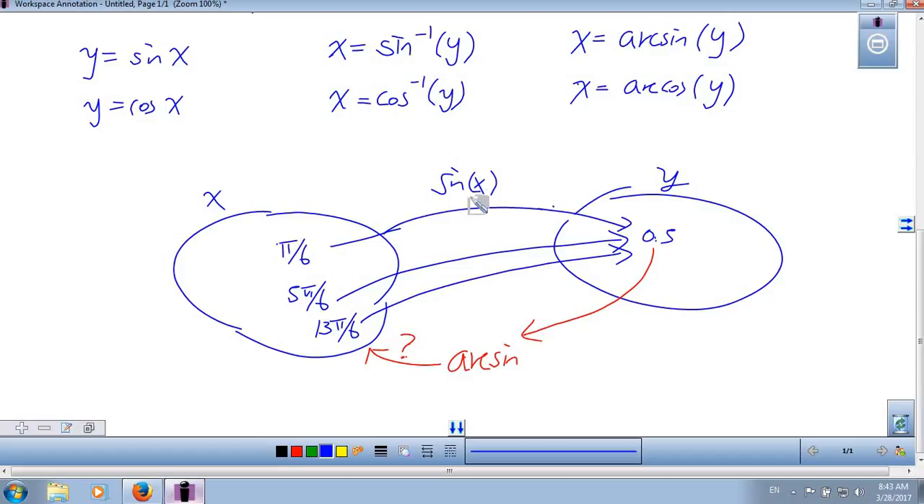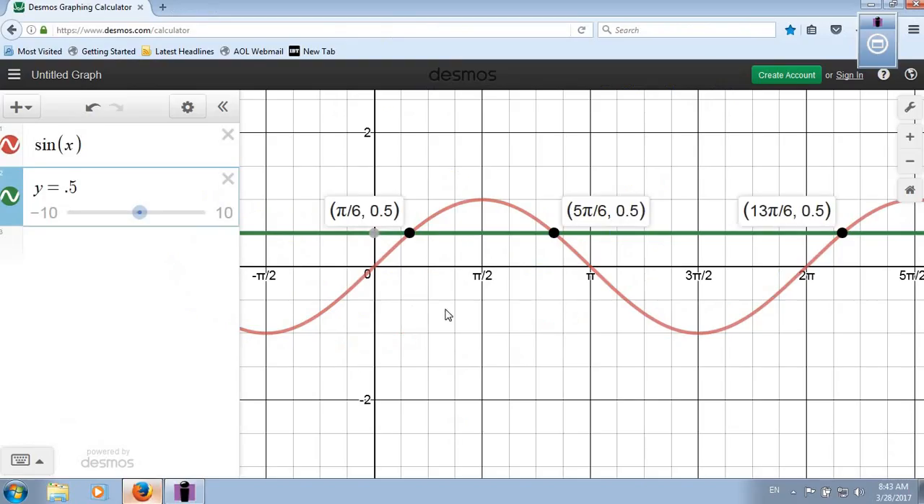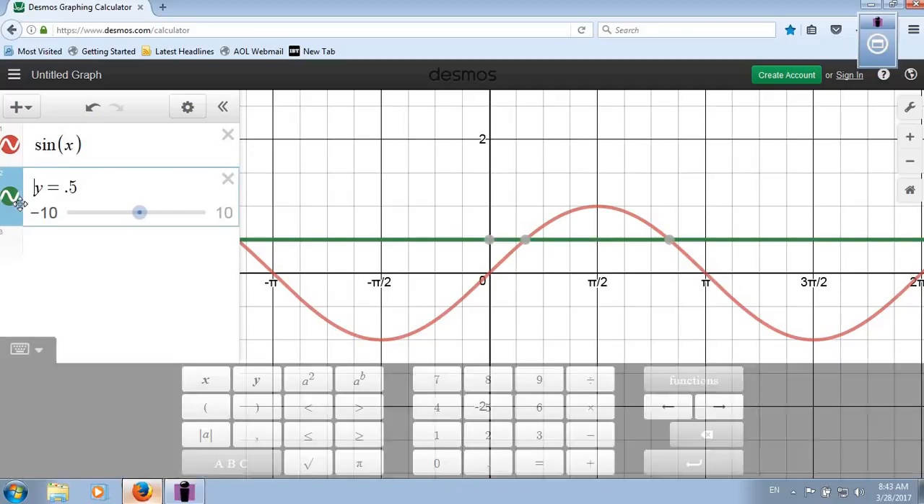And in terms of domain, actually we restrict the domain of the original function, so that when we do the inverse, we will know exactly what we're going to have. So let's take a look at this.